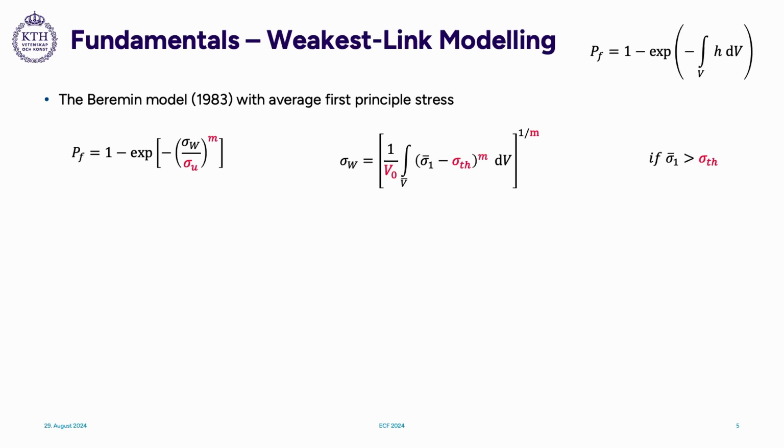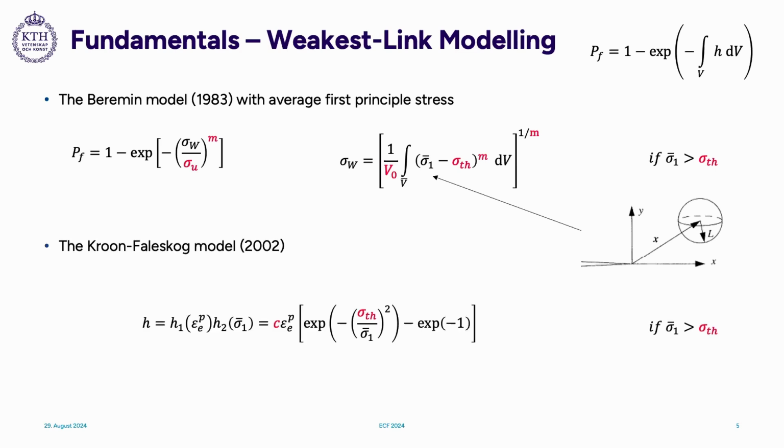And here, this quantity is the Weibull stress, and it's expressed like this. The red parameters are the parameters that we will fit. Sigma 1 is the first principal stress, but we use an average value. So we basically average the stress tensor over a certain volume and calculate the first principal stress from this.